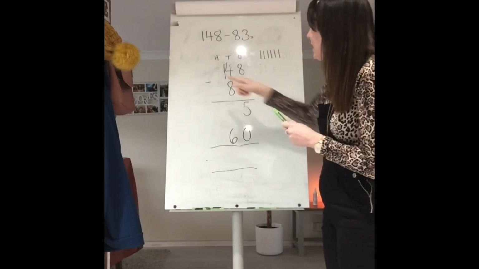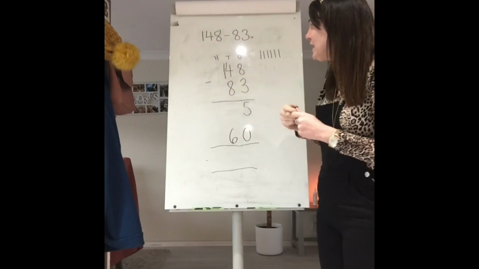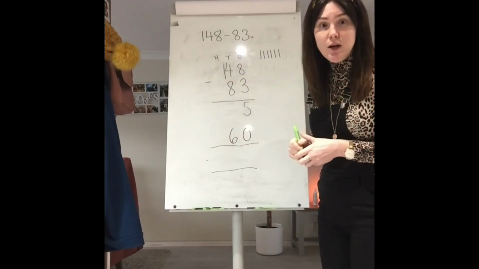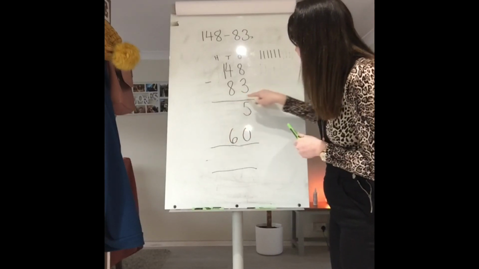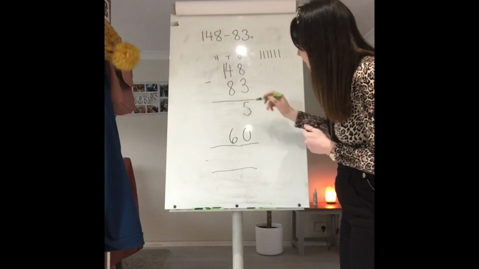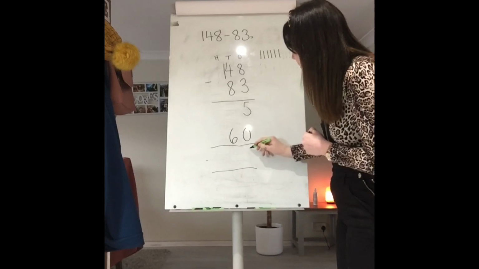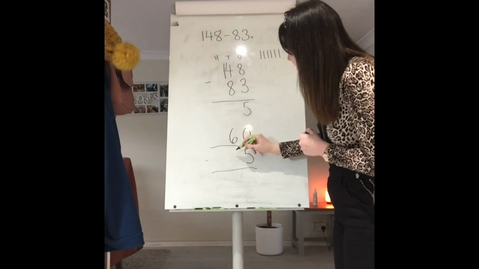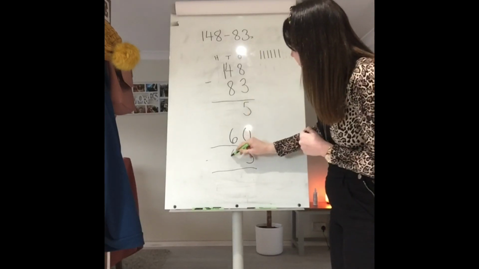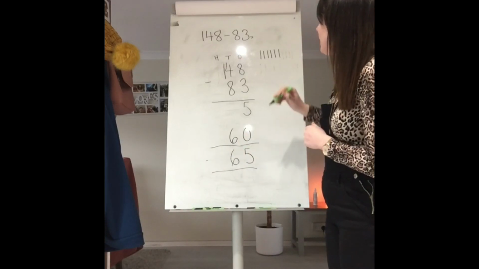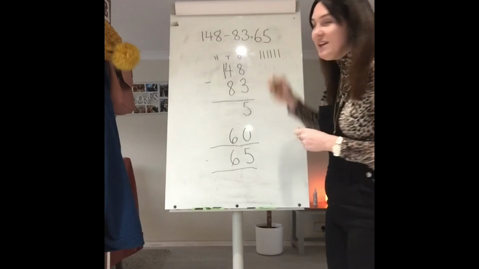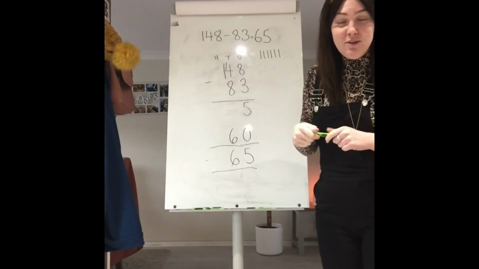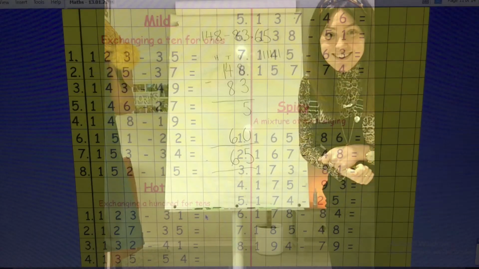Now because I've exchanged my 100 for 10 lots of 10, there's nothing in my hundreds column anymore. So now what I need to do is add together my two totals here. So 5 ones and no ones is 5, and this here is 60 because it's in the tens column. So 148 take away 83 is 65. Well done everyone, fantastic job.